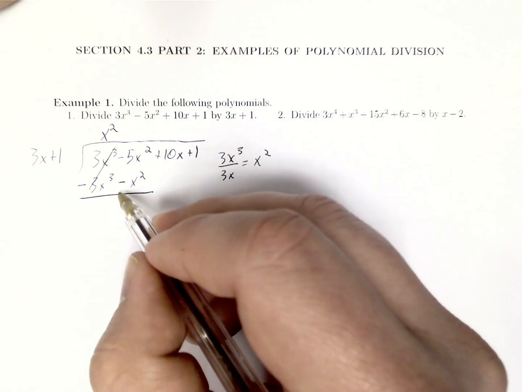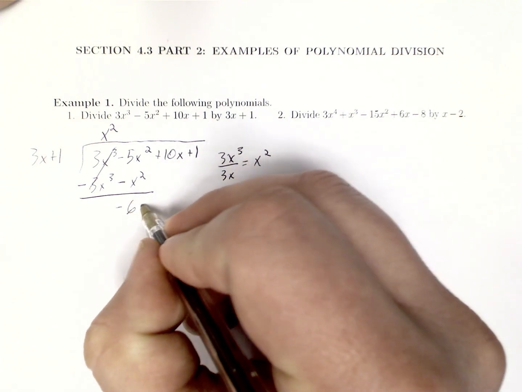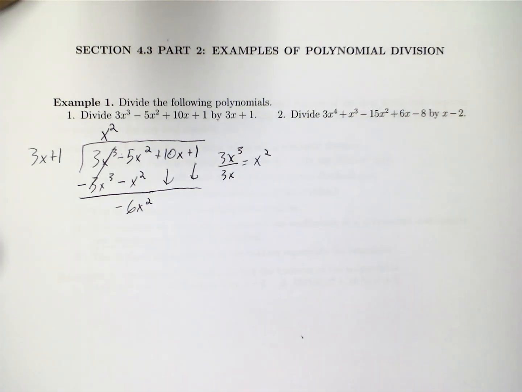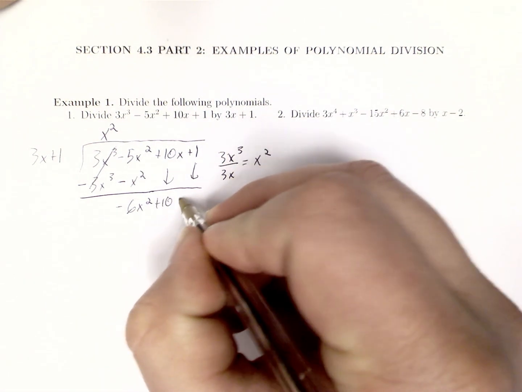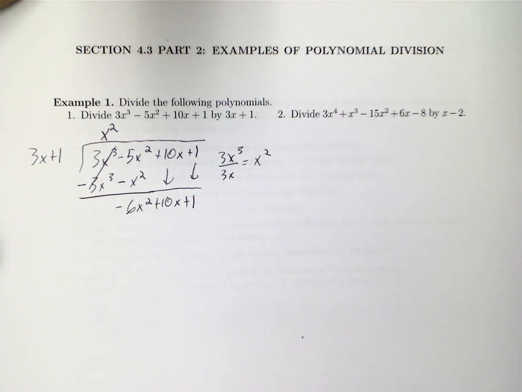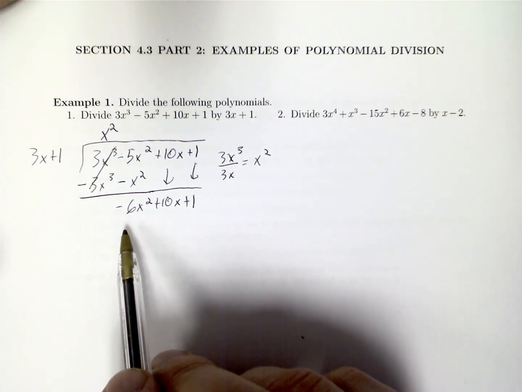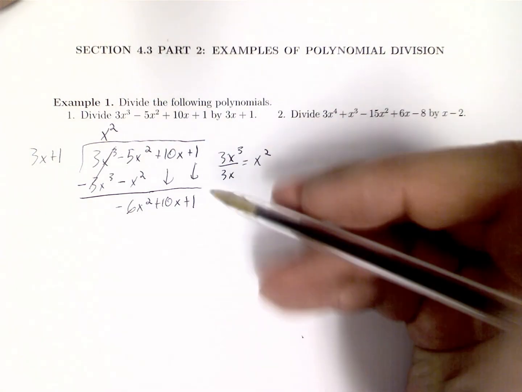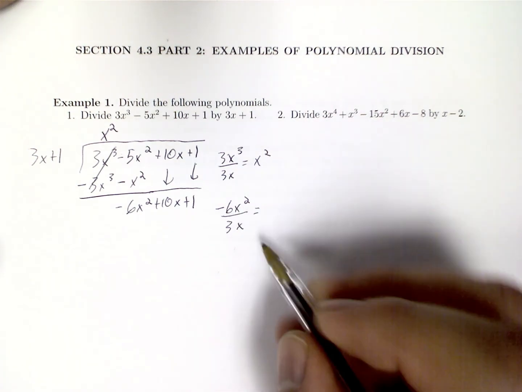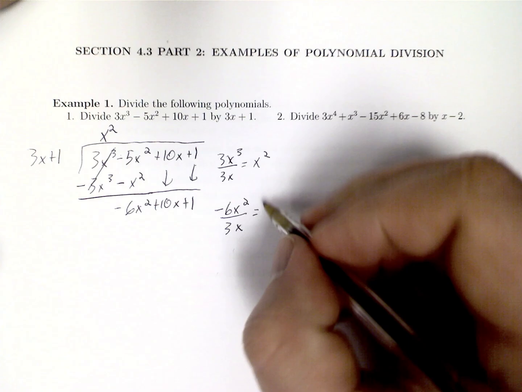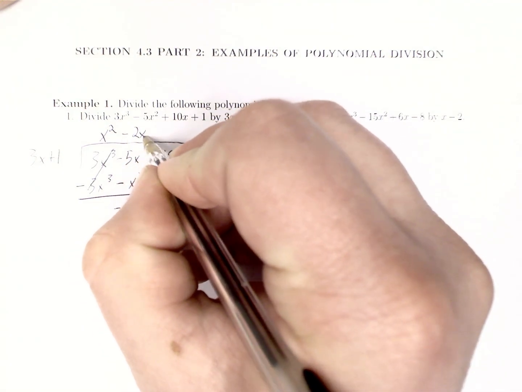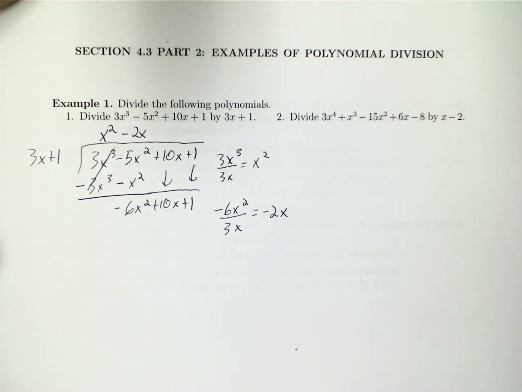Minus 5x squared minus x squared is negative 6x squared. And then we just bring the other terms down, so plus 10x plus 1. So we divided, multiplied, subtracted, brought down. Then we start again. So the leading term now is negative 6x squared. We're going to divide that by 3x. Negative 6x squared divided by 3x is negative 2x. So we have minus 2x as the next term of our quotient.